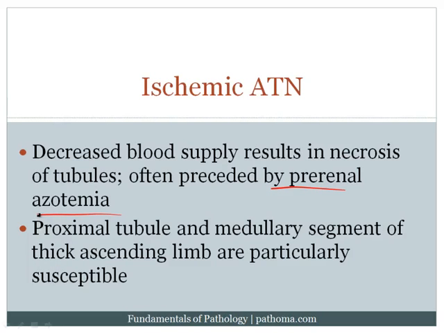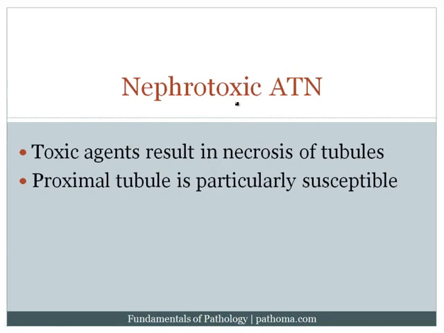As the blood flow remains decreased for an extended period of time, that eventually progresses to ischemic acute tubular necrosis. In nephrotoxic acute tubular necrosis, you also get necrosis of the tubular epithelial cells. However, in this particular case, it's due to toxic agents. And again, the proximal tubule is particularly susceptible.